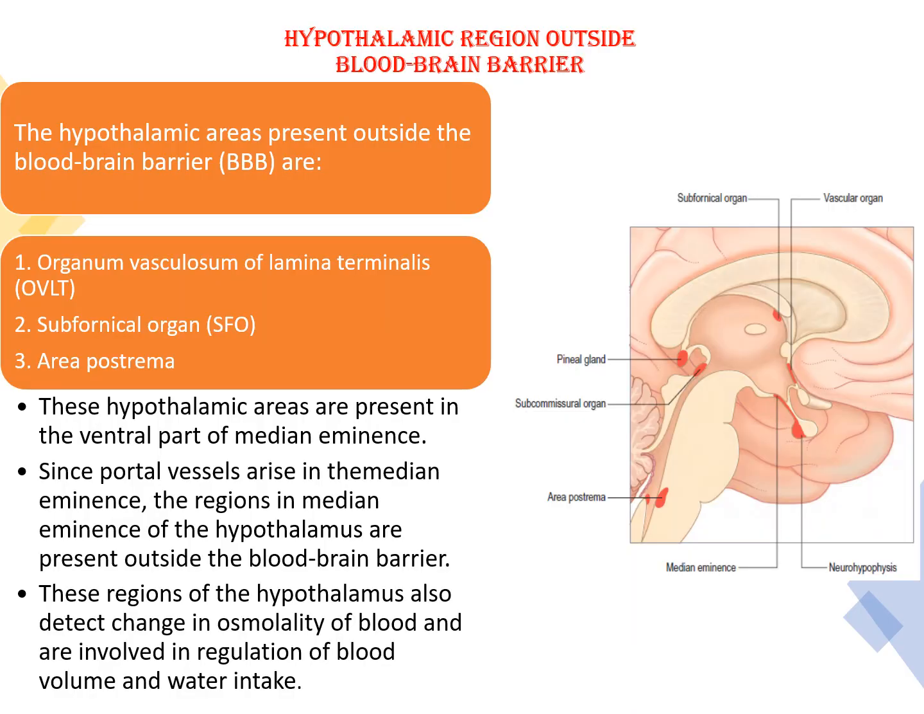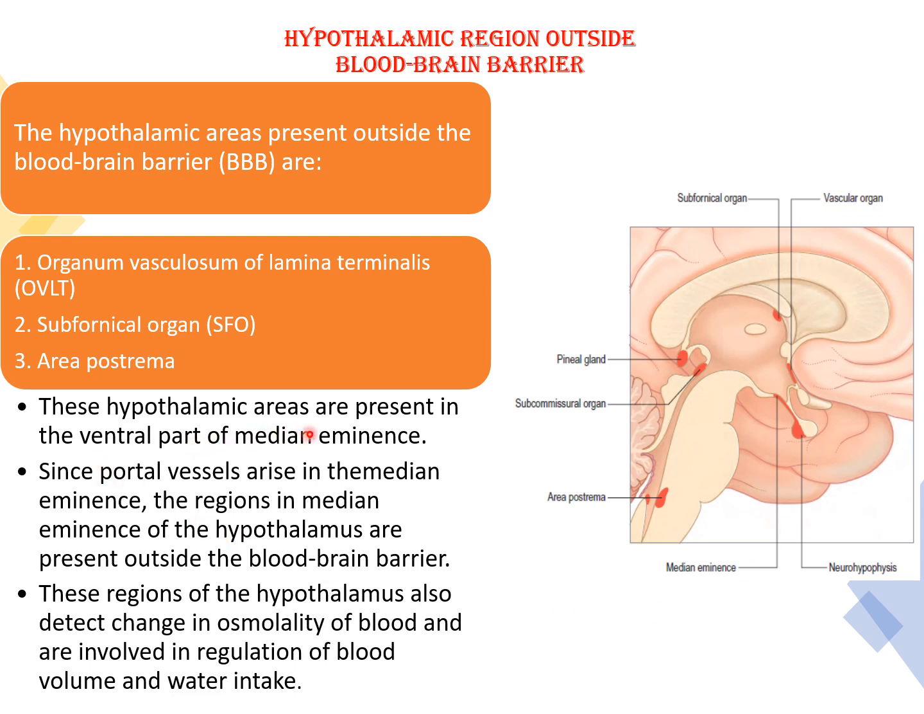Now the hypothalamic regions that lie outside the blood-brain barrier. First of all, the organum vasculosum of the lamina terminalis, OVLT, then the subfornical organ, SFO, and the area postrema. This one is the subfornical organ, then this one is the subcommissural organ, then the area postrema, then this one is the neurohypophysis, and this one is the vascular organ.